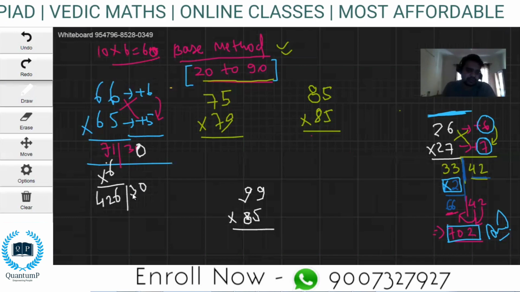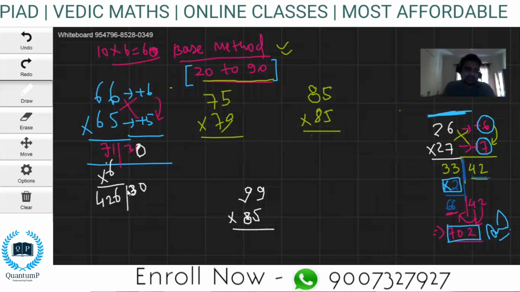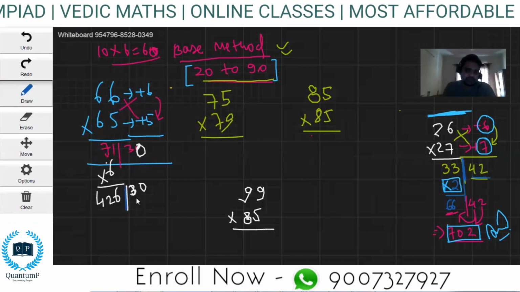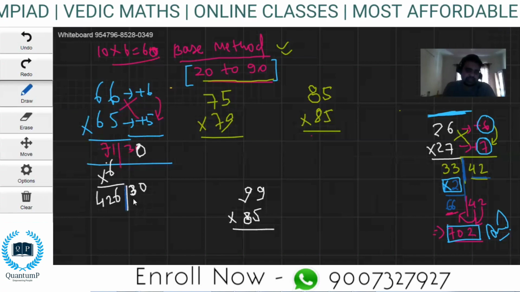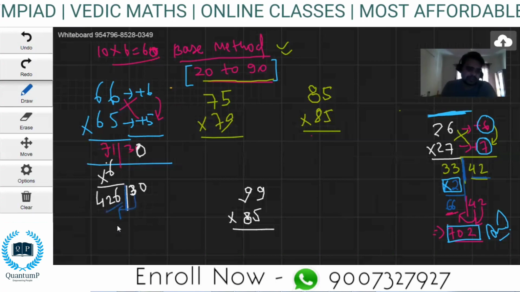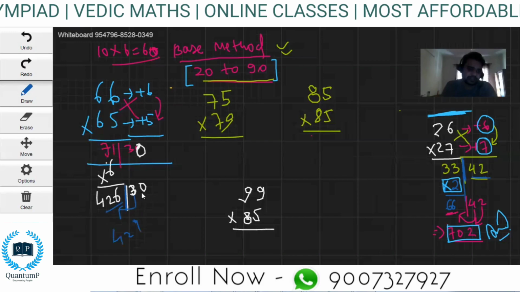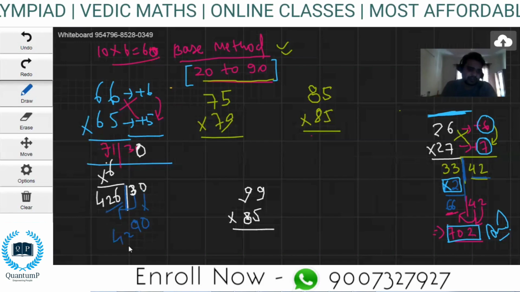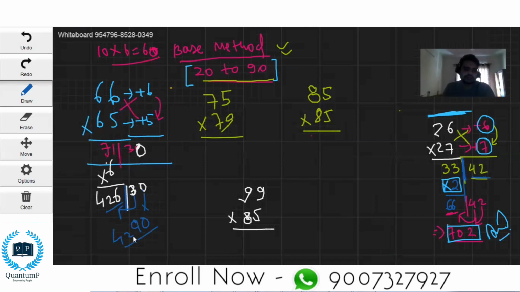As it's a 10 base, after this line there must be a single digit, so this 3 will move this side. So 426 plus 3 is 429, and 0 is there, right? Correct. So the final answer is 4290. Okay, right? This is the final answer. This is of 60 base. Now we'll do for 70 base.